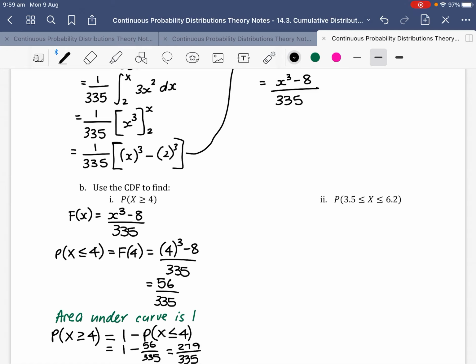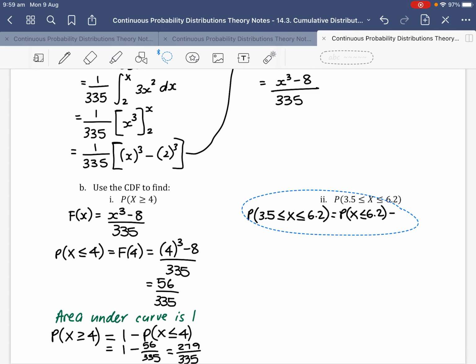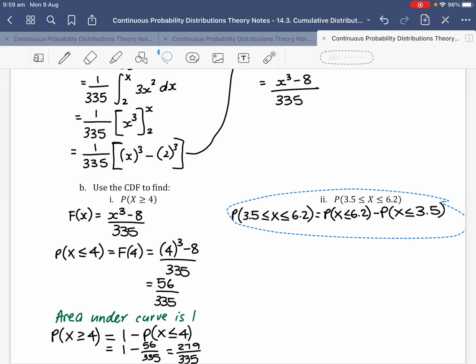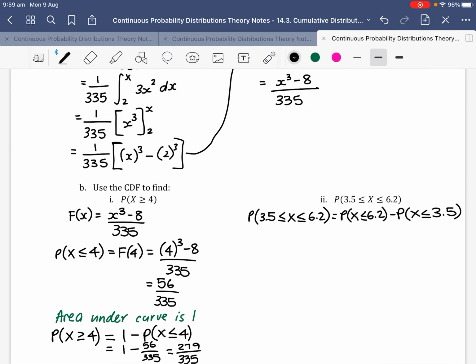Now to find the probability of 3.5 less than or equal to x less than or equal to 6.2, what this equals is the probability of x less than or equal to 6.2, minus the probability that x is less than or equal to 3.5. So that is what we're calculating. We need to find the probability of both these things.